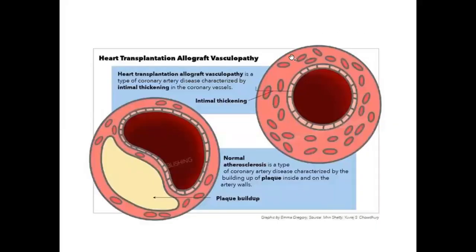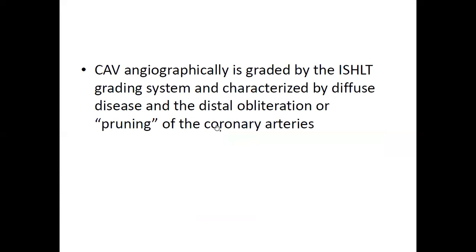So you can see here, this is a concentric allograft vasculopathy because of the intimal thickening, as well as you can see here the thickening of that. Here it is eccentric plaque buildup, which is seen in the case of normal coronary artery disease.